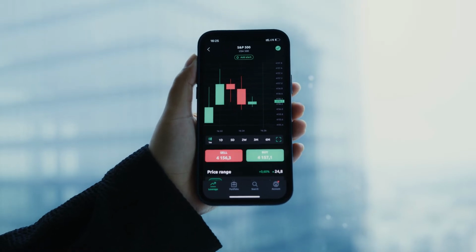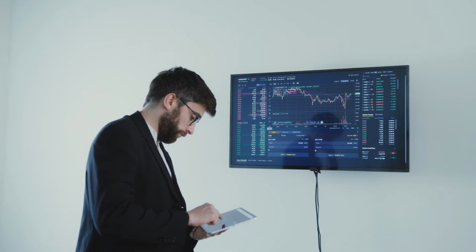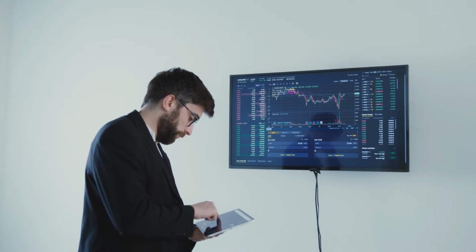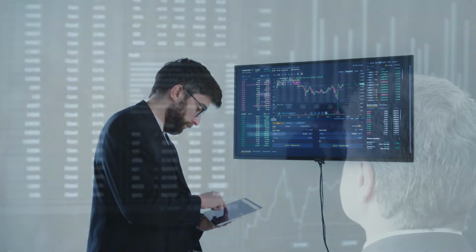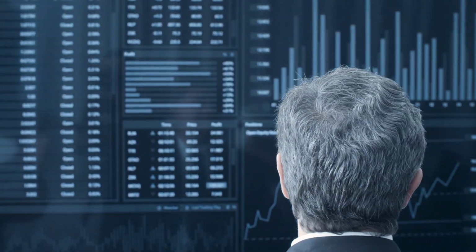Remember that investing is a journey, and it's okay to start small and gradually increase your investments as you become more confident and knowledgeable. Staying disciplined, patient, and well-informed are keys to long-term investment success.